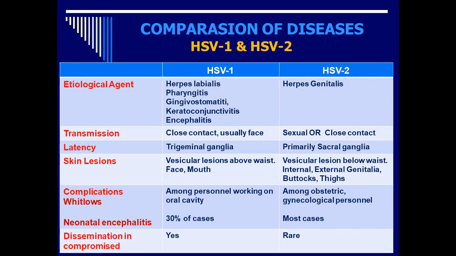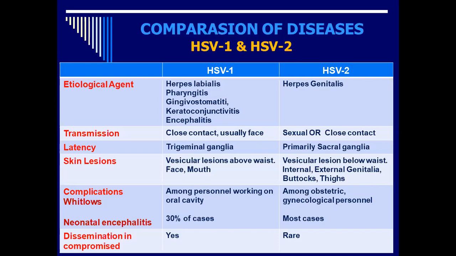So in the case of HSV1, the latency of the virus is in the trigeminal ganglia, compared to HSV2, which causes lesions below the waist, and it is primarily the sacral ganglia where the virus undergoes latency. The skin lesions in the case of HSV1 are vesicular lesions, and they appear above the waist, in the face and in the mouth, compared to the vesicular lesions caused by HSV2 that appear below the waist, in the internal or external genitalia, in the buttocks, and on the thighs.